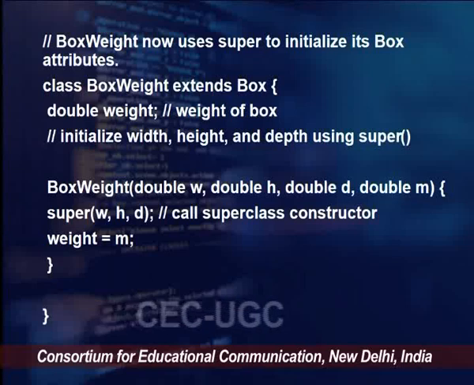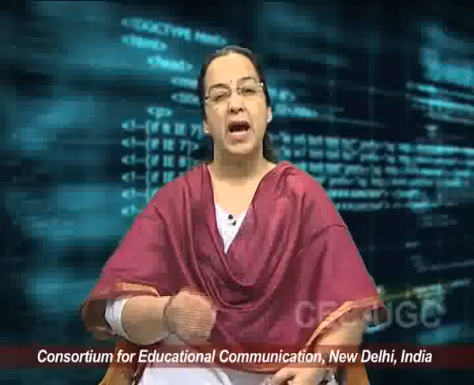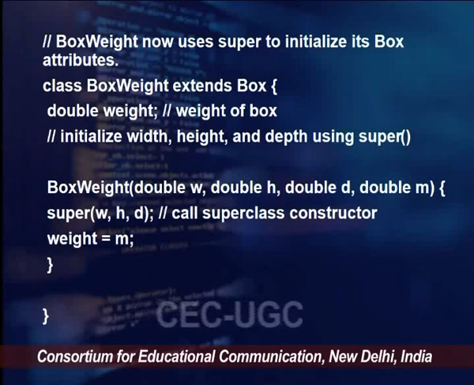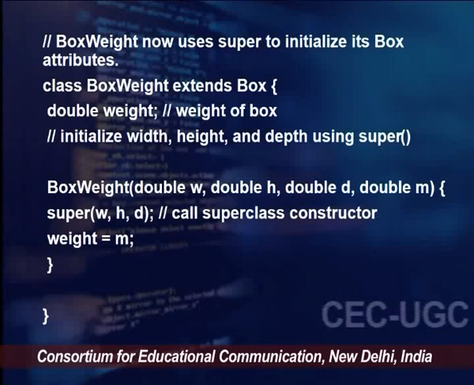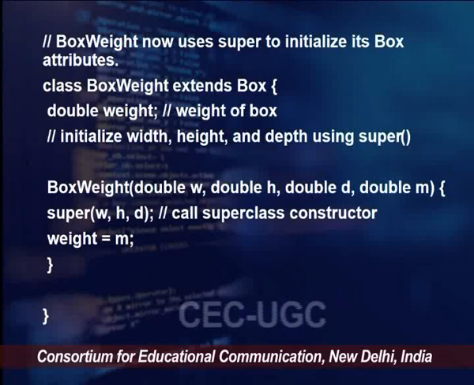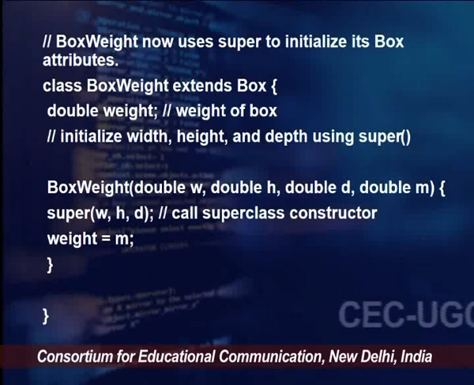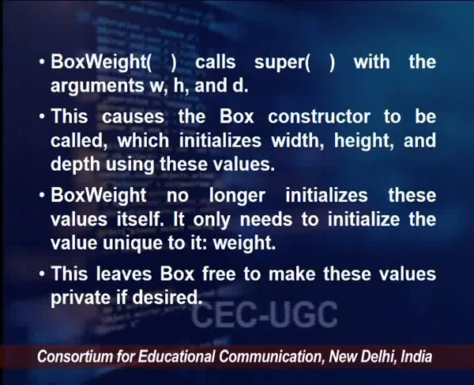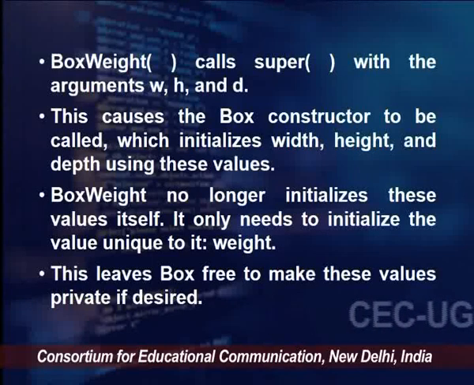we are just calling the superclass constructor by using the keyword super. So the keyword super is followed by the argument list: w, h and d, and the remaining argument is m. The value of the argument m is assigned to the new member which is being added by the class BoxWeight itself. So BoxWeight is calling the constructor of its superclass, which is Box, using the keyword super.